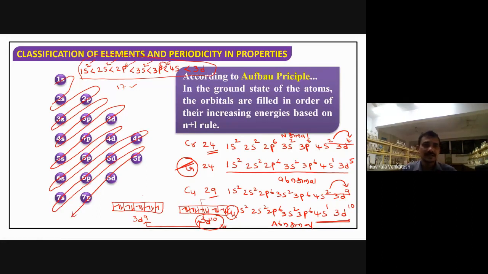First of all, you write like this: 1s, 2s, 2p, 3s, 3p, 3d, 4s, 4p, 4d. Like that, if you write, this will be easy for you. Okay. So this is the filling of electronic configurations, isn't it?